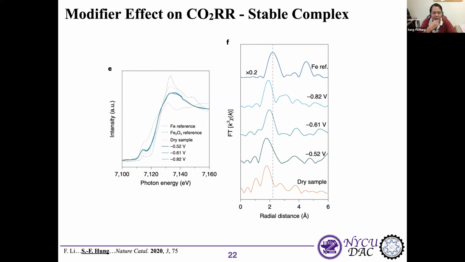Okay, so as we applied different potentials, the oxidation state of the central metal did not change, and the shape of the white line also did not change. So we figure the chemical state of the molecule should be the same, and the EXAFS results also show the iron to nitrogen bond remains similar before and during the reaction. So we can confirm the complex can survive during the carbon dioxide reduction reaction, even if the applied potential is very high.